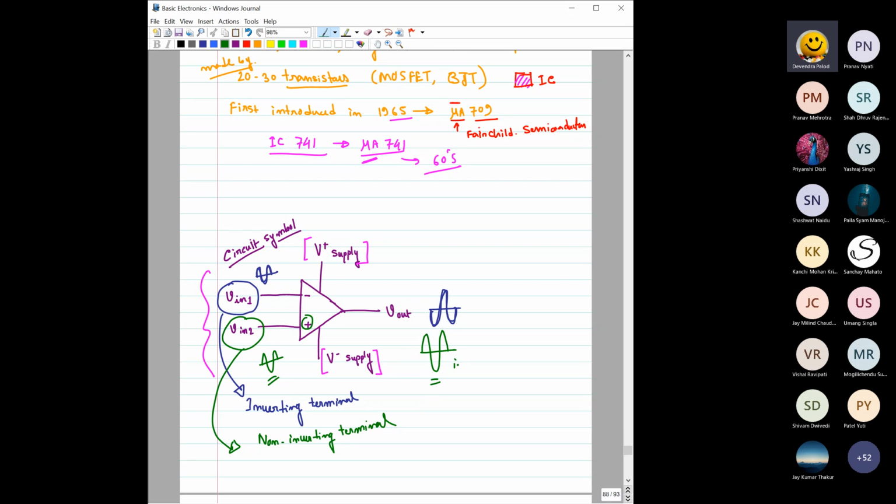This is in phase, and here you can see the 180-degree phase shift. That's why one is called the inverting terminal and the other is the non-inverting terminal. The V plus supply and V negative supply we have already discussed. V output is this output. So you have two inputs and one output. Other than that, you have the plus supply voltage and negative supply voltage of an op amp.